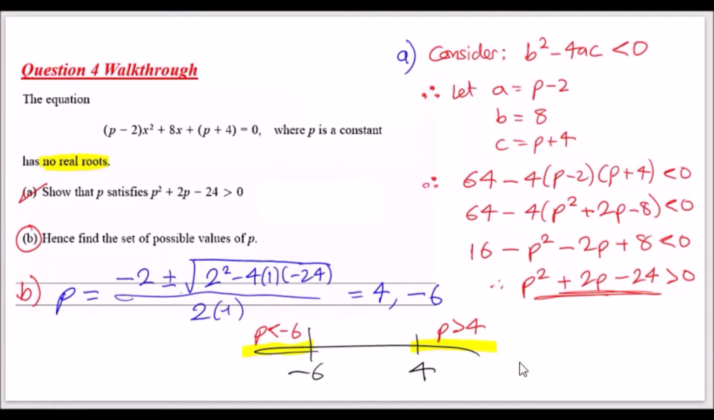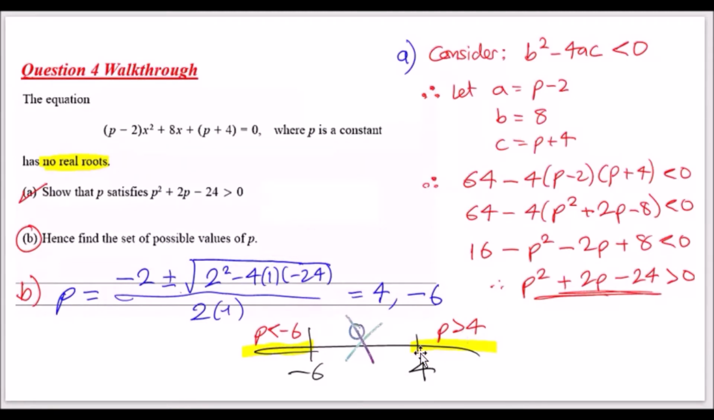If you test a value between −6 and 4, for example 0, when you plug in p is 0, you get 0 squared plus 2 times 0, which is nothing, minus 24, equals −24. So −24 is not bigger than 0. Because −24 is not bigger than 0, this interval in the middle is false, so we do not put a solution there.